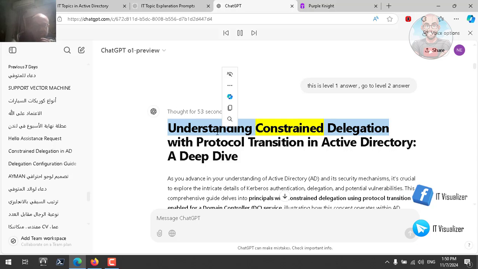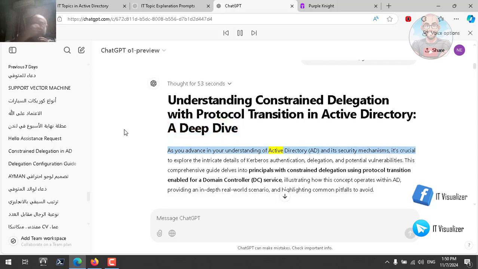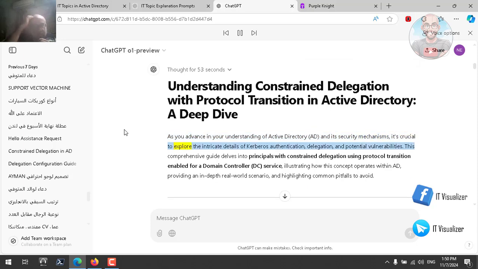Understanding constrained delegation with protocol transition in Active Directory, a deep dive. As you advance in your understanding of Active Directory, AD, and its security mechanisms, it's crucial to explore the intricate details of Kerberos authentication, delegation, and potential vulnerabilities. This comprehensive guide delves into principles with constrained delegation using protocol transition enabled for a domain controller, DC, service, illustrating how this concept operates within AD, providing an in-depth real-world scenario, and highlighting common pitfalls to avoid.